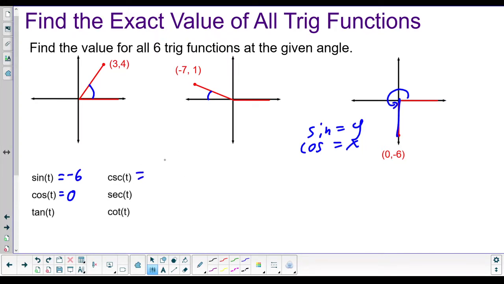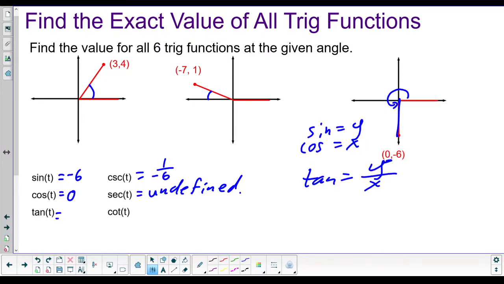Cosecant is 1 over this, so it's 1 over negative 6. Secant would be 1 over this. You flip this. You can't have over 0. So secant is undefined. Okay. Likewise, tangent is y over x. Because our x is 0, you can't have that. So tangent's also undefined. All right, because it would be negative 6 over 0. And then cotangent is the reciprocal of this. So it would be 0 over negative 6, which is just 0.